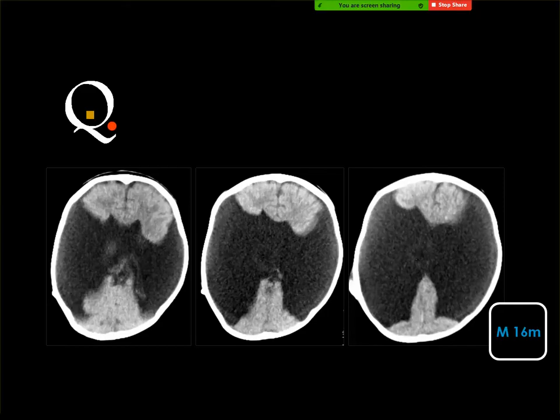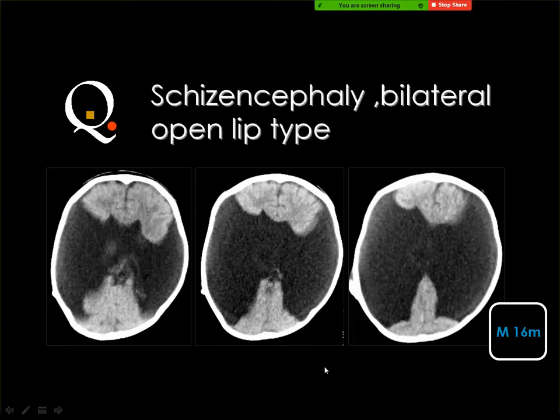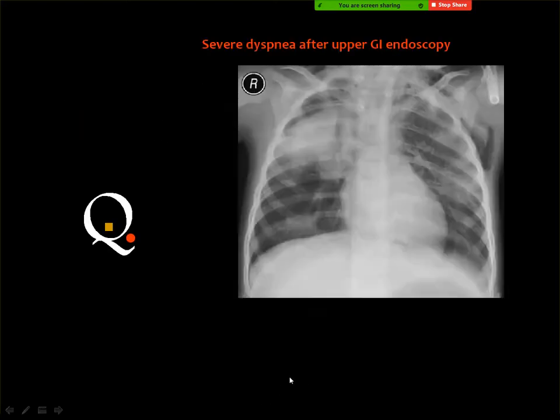What do you think? This is a very characteristic appearance which is known as bat's wing configuration of bilateral large open lip schizencephaly. And this is a very sizable open lip schizencephaly on both sides, and you got communication with the ventricular system.